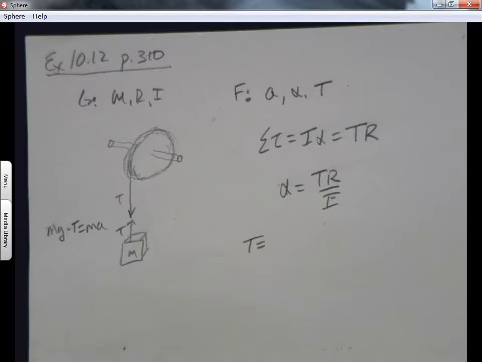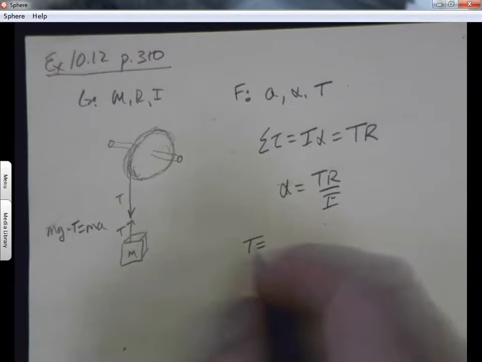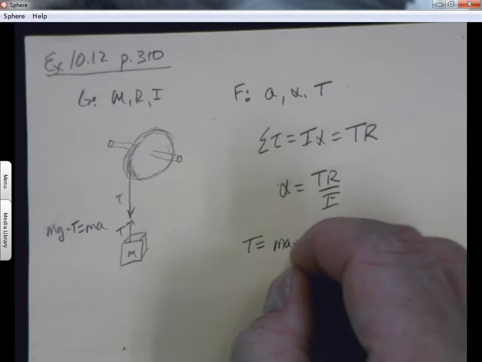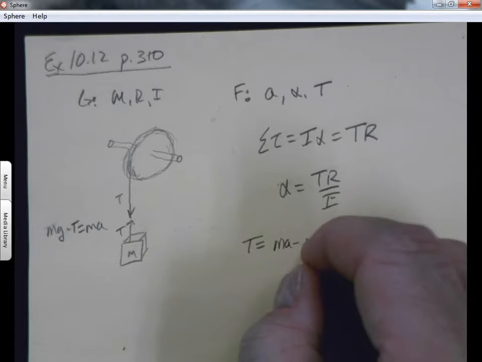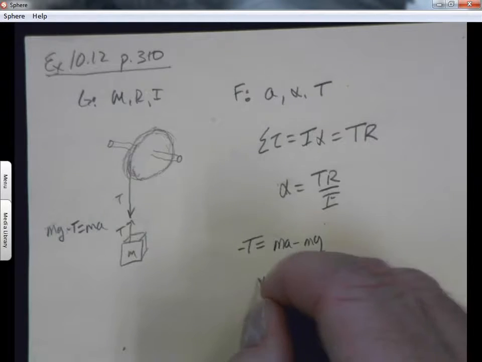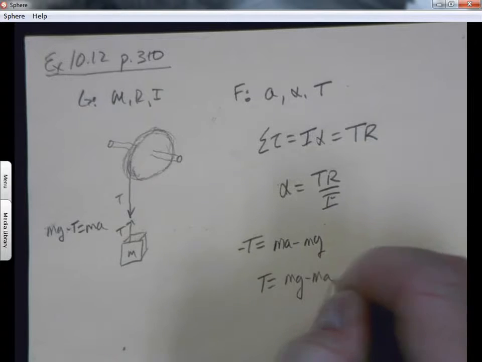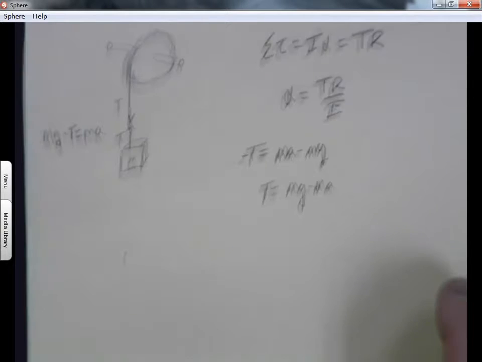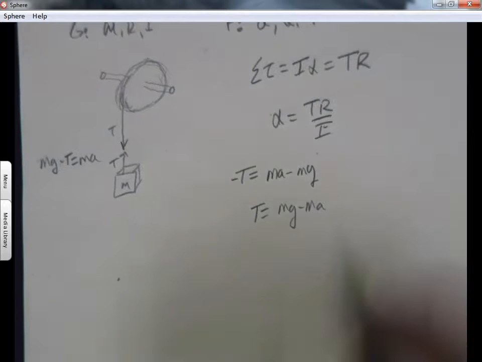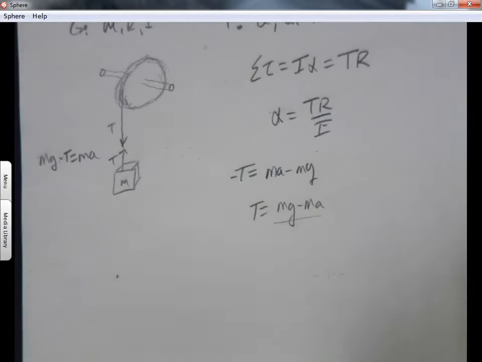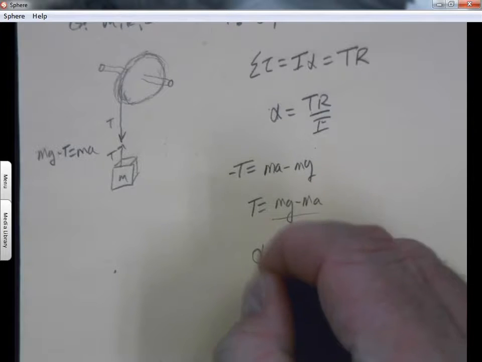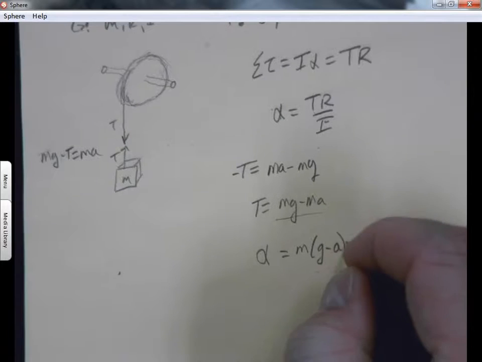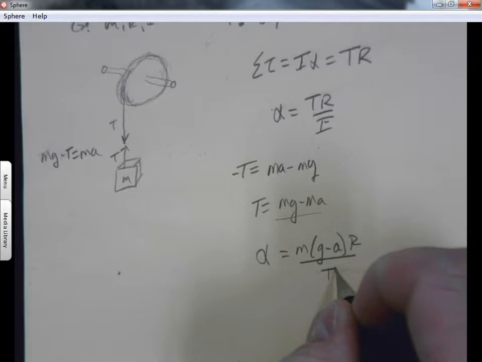All right, so here's our tension. We found out over here that mg minus T equals ma, so tension equals mg minus ma, which was part of the problem I was trying to fix to begin with. Now we can plug this into our tension here, and we're going to get our alpha equals (mg minus ma) r over I.